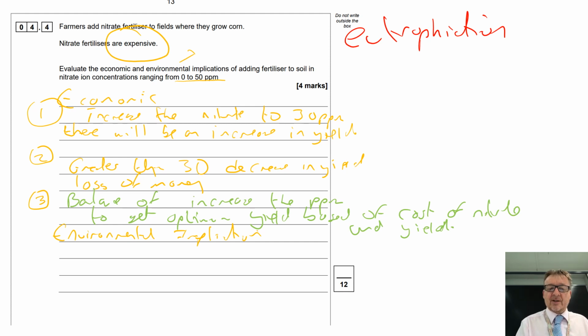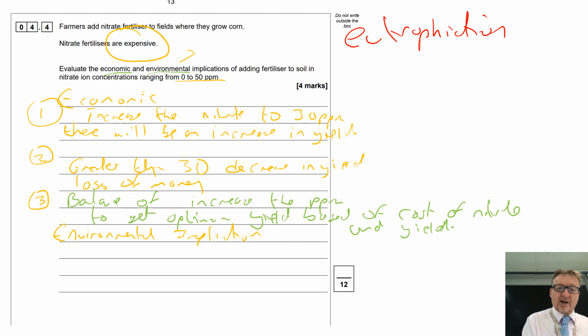What it's really saying is, if I add 10 ppm of nitrate and it costs me 100 quid, and my yield gives me an extra 200 quid, that's great. If I go up to 30 ppm and it costs me £1,000, but my yield only goes up by 900 quid, then that's not good. Now, if I go back to the question, evaluate the economic and the environmental.